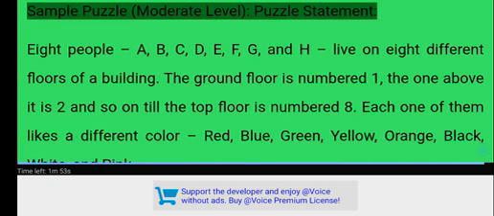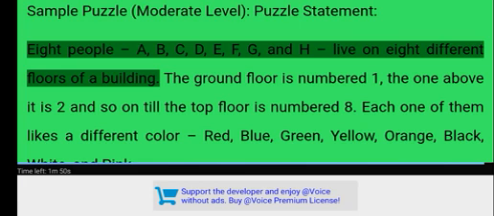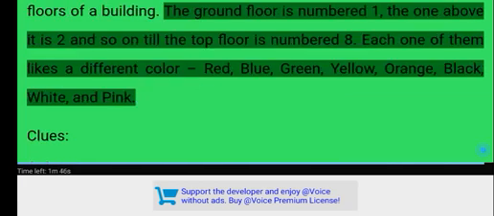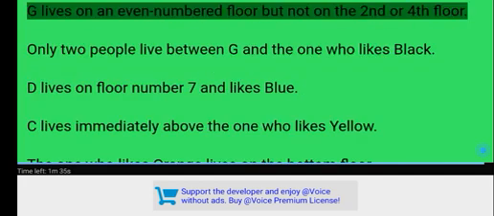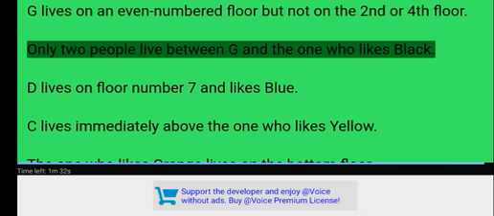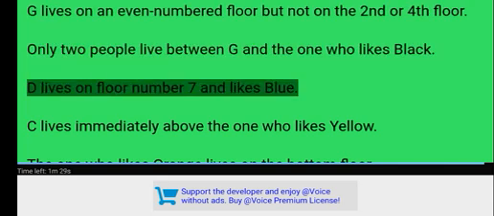Sample puzzle, moderate level. Puzzle statement: 8 people, A, B, C, D, E, F, G, and H, live on 8 different floors of a building. The ground floor is numbered 1, the one above it is 2 and so on until the top floor is numbered 8. Each one of them likes a different color: red, blue, green, yellow, orange, black, white, and pink. Clues: G lives on an even numbered floor but not on the 2nd or 4th floor. Only 2 people live between G and the one who likes black. D lives on floor number 7 and likes blue.